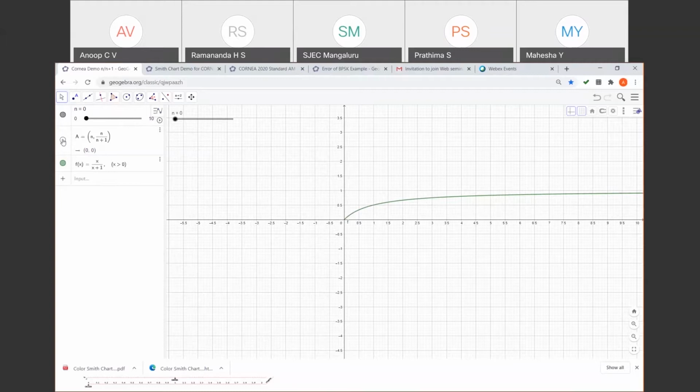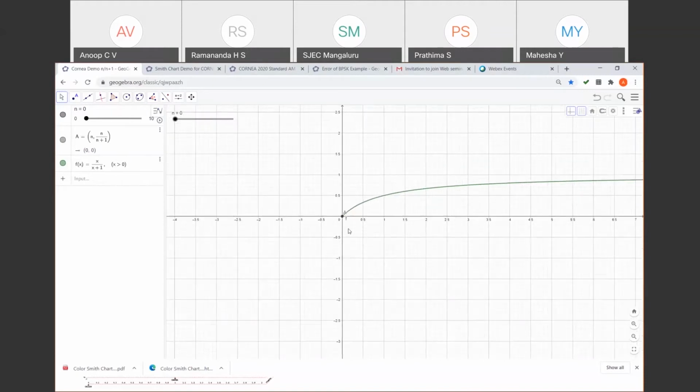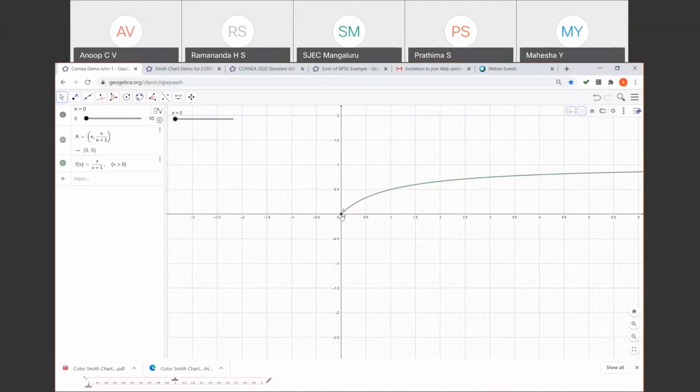I just wanted to visualize n along with n by n plus 1. So that's why I've created a point. This is how you can create a point, right? Now as n is equal to 0, you can see that point is at the origin. I'll just zoom it in. That point is at the origin.